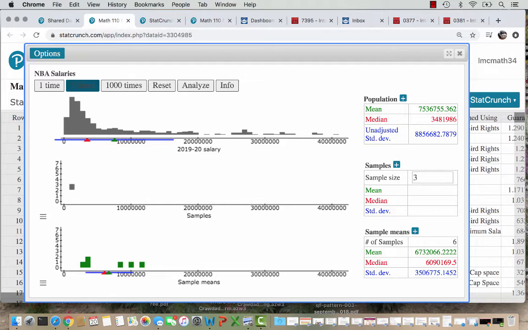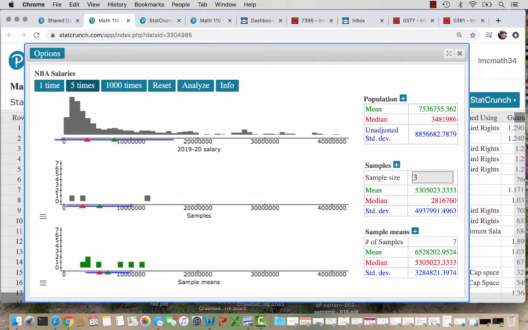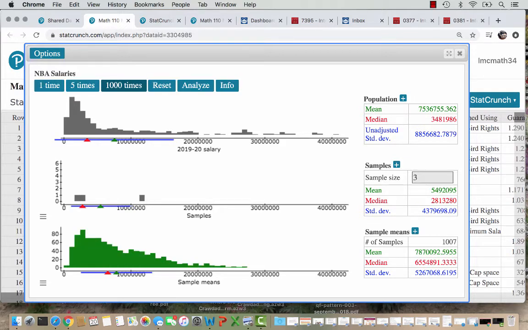So the difference now is that we're pulling 3 values and finding their mean instead of just 2 values. So to speed it up, we can click 1,000 times. And again, we get our graph of the sample means down at the bottom. Now notice this graph of the sample means has a right tail, but it's not nearly as far to the right as the earlier graph. It cuts off before 30 million.